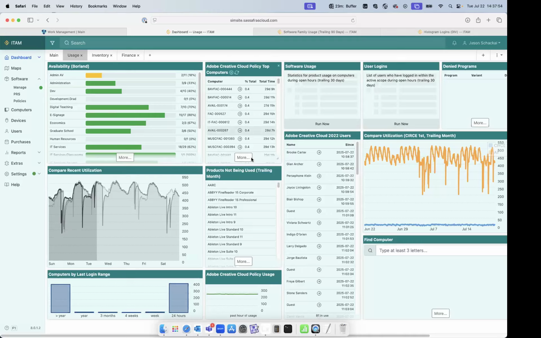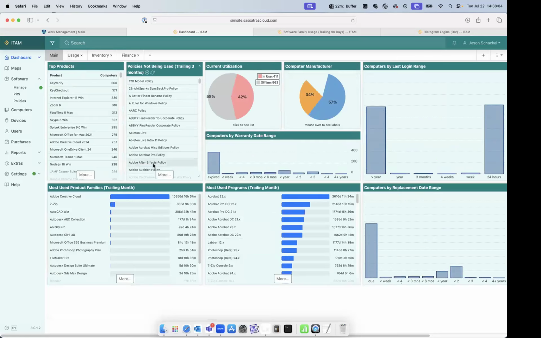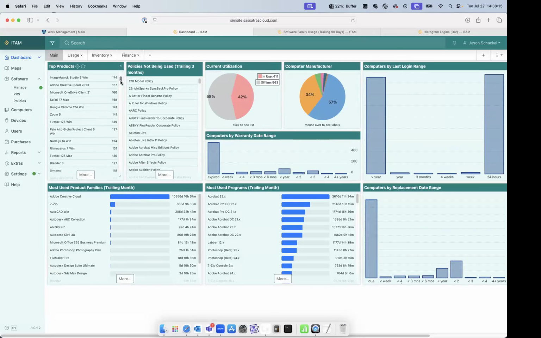But a couple of examples of some of the ways you might use this. I can look at this high level view. So currently we see a view that isn't scoped to any particular area within the environment. We're just looking at the whole estate, and we can see computers broken down by warranty date or the replacement date. We can see the top software products based on the number of installs, or software that maybe is out there but isn't being used.